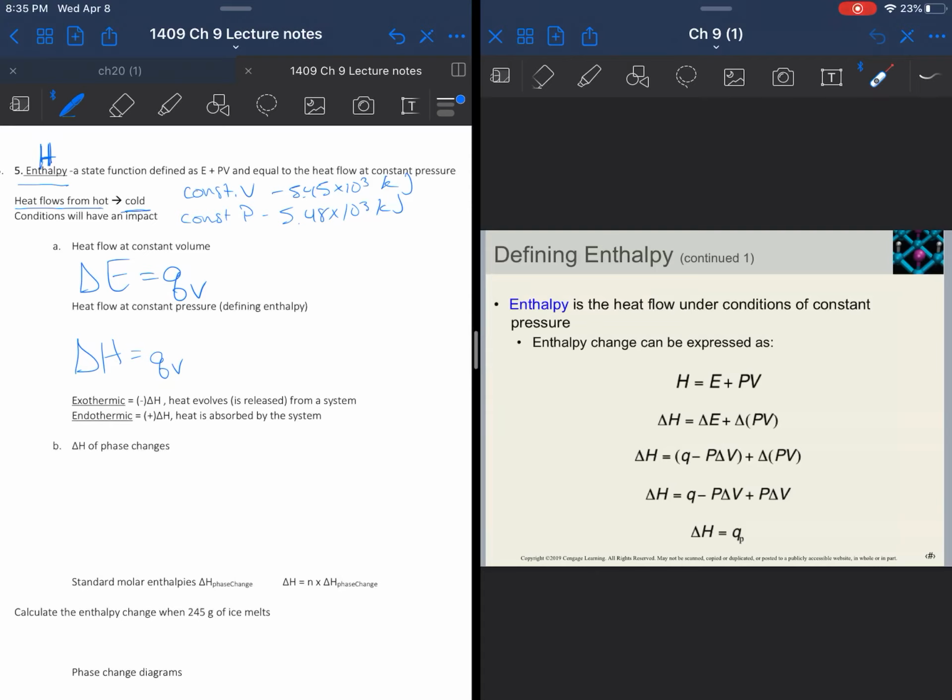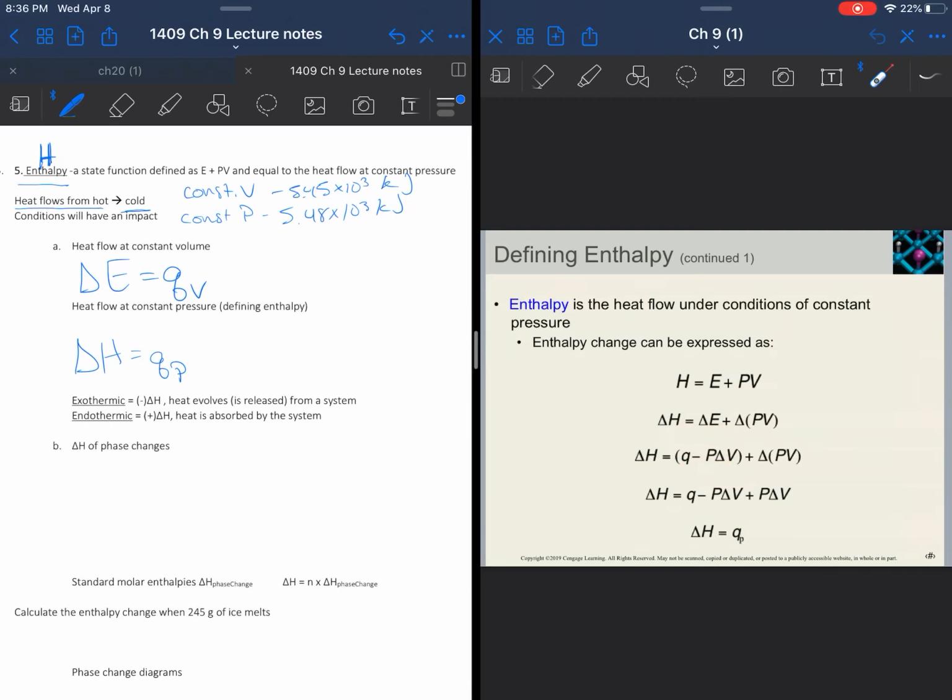Now, this is essentially just a mathematical proof. But at the end, what we learn is that delta H is going to be our heat value at constant, not volume, at constant pressure. So let's run through it really quickly here. Enthalpy is defined as energy plus pressure times volume. We're never looking for just the overall enthalpy. We're looking at enthalpy changes. We're looking at what happens as a reaction progresses forward. So we're looking at delta H. And that's going to be the change in internal energy plus the change in pressure times volume.